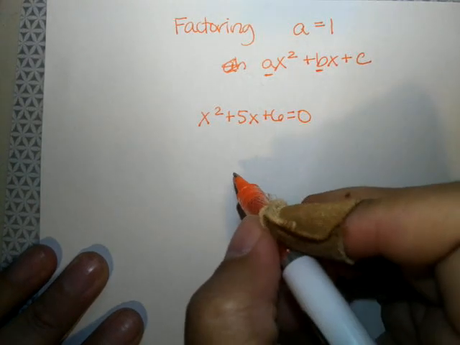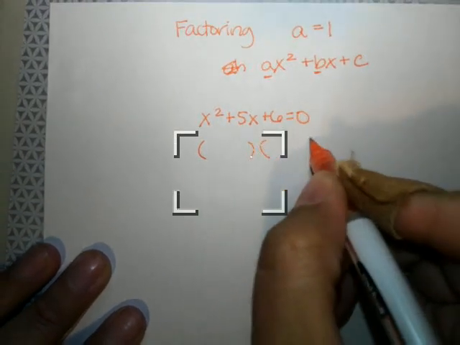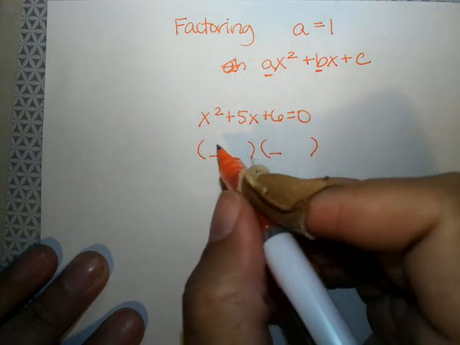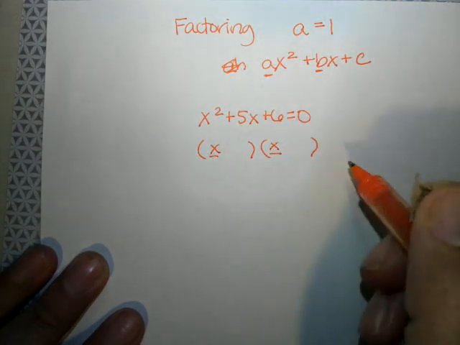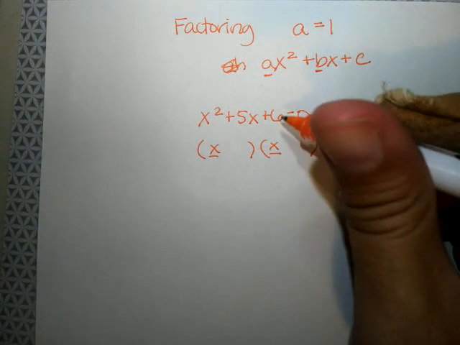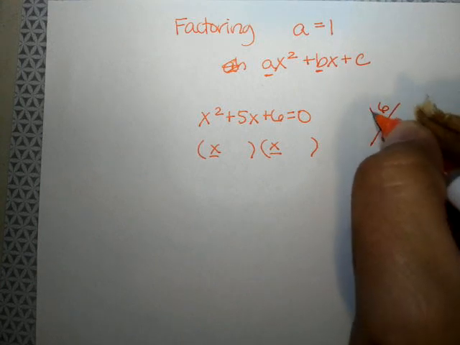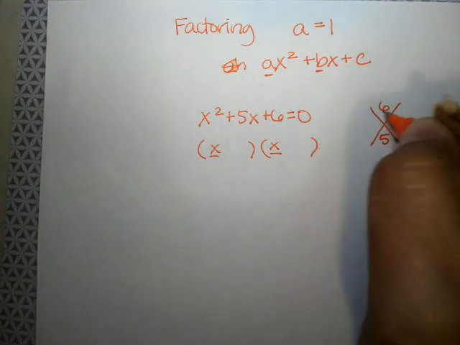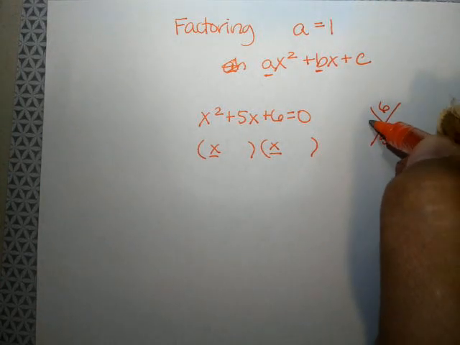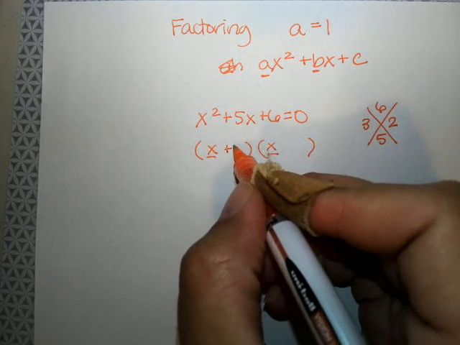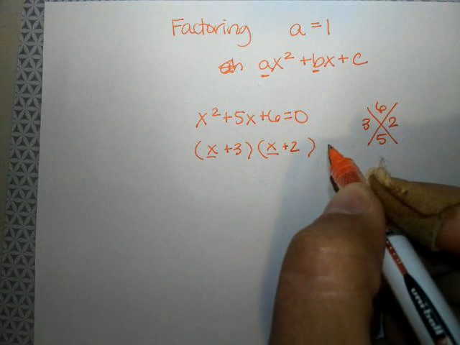Okay, so I need to think about this. I know that the only things that multiply together to get x squared right now are x and x. So I need to think, what numbers multiply to 6 and add to 5? And you guys have seen this before. Well, 3 times 2 is 6, and 3 plus 2 is 5. So this is a positive 3 and a positive 2.